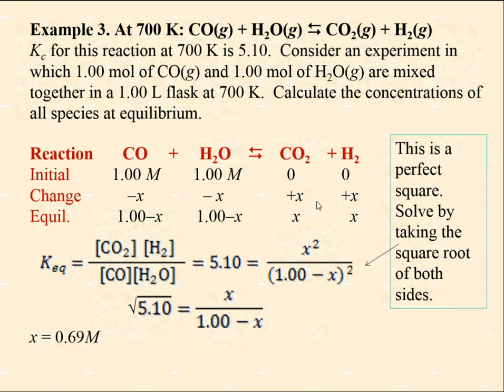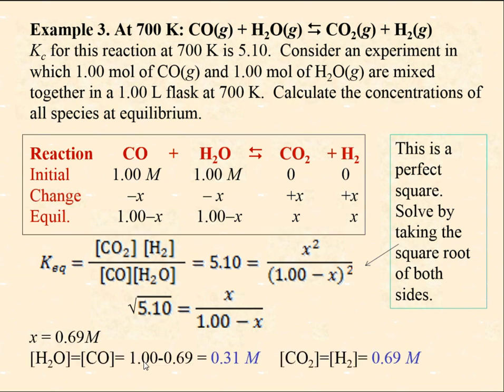Now that's the final value of the molarity of carbon dioxide and hydrogen. That's one thing. You also need to find the concentrations of carbon monoxide and water, which is 0.31. I just subtracted 0.69 from 1 in my head to get the concentrations of water and carbon monoxide. And this is how I expressed my answers.